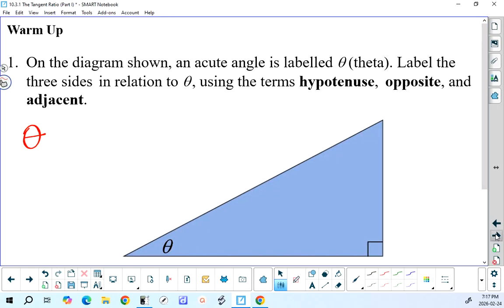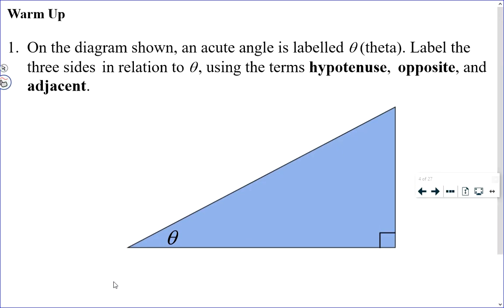On the diagram shown, we have an acute angle labeled theta. Theta is just a Greek letter. Pi is a Greek letter. There are a large number of Greek letters, and we very often use theta to describe an angle in trigonometry. What we are asked to do is write adjacent, hypotenuse, and opposite for the three sides in relation to theta.